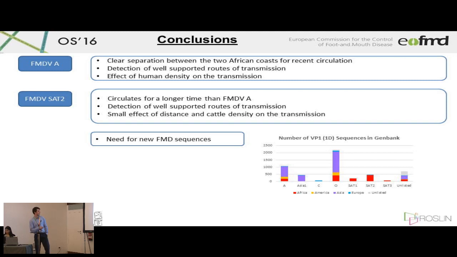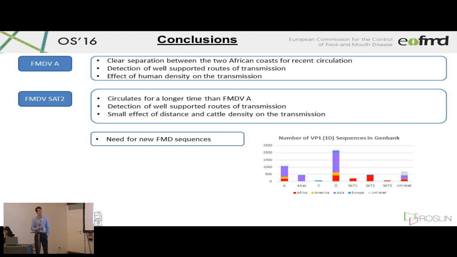For FMD-SAT2, we can see that the virus has been circulating in Africa for way longer than FMD-SAT1. We've also been able to detect some well-supported routes of transmission, and we've been able to see some small effect of distance and cattle density on the transmission of the virus. So yeah, those are the principal conclusions we've got so far.